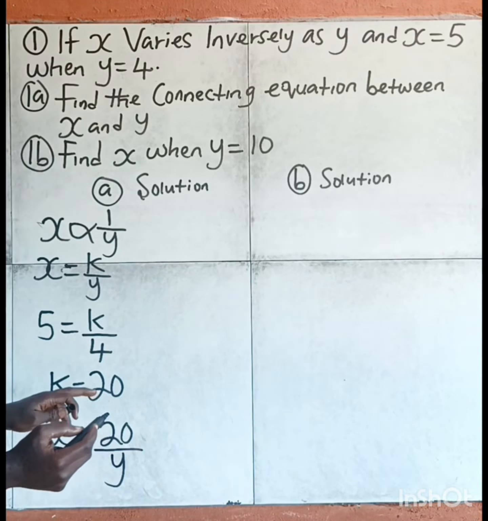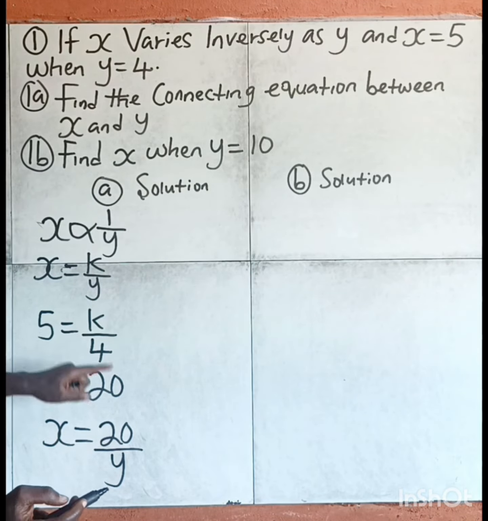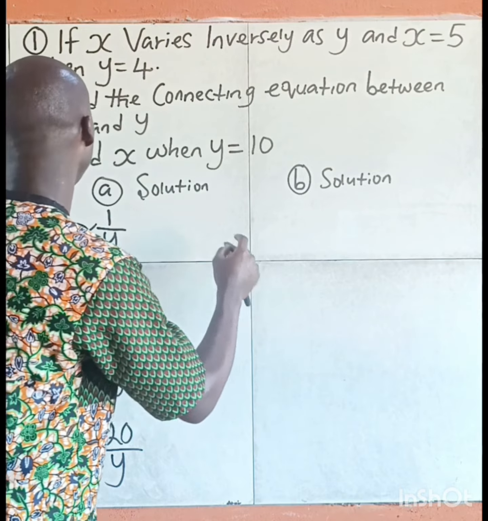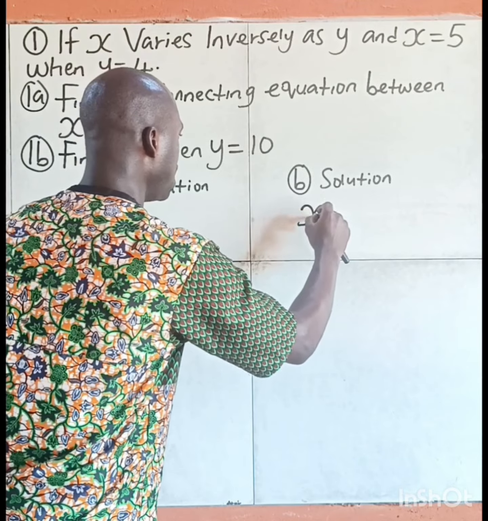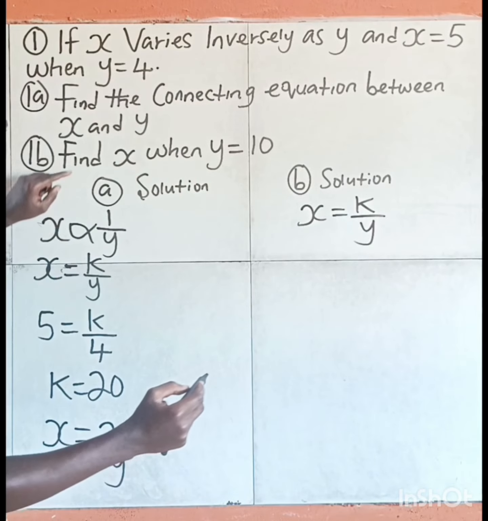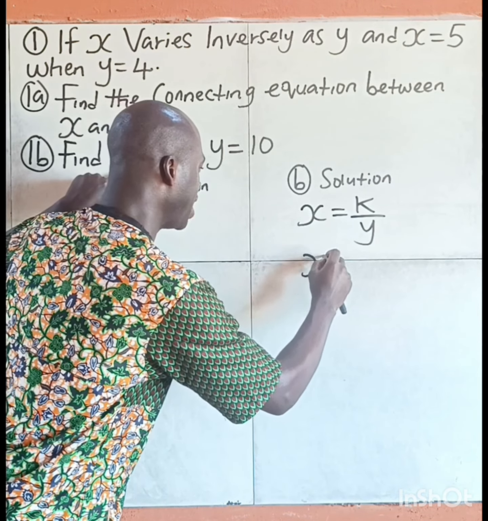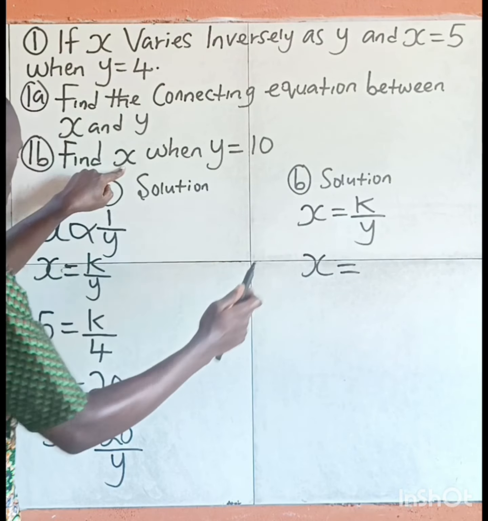Now for problem 1b, the question says, find x when y equal to 10. Remember, it is this same formula you are going to use. So we'll come here, find x when y equal to 10. We'll go back and rewrite the formula, x equal to k over y. So now this is problem 1b. Did they give you x? No. So I'm going to rewrite my x equal to, do you have a k?